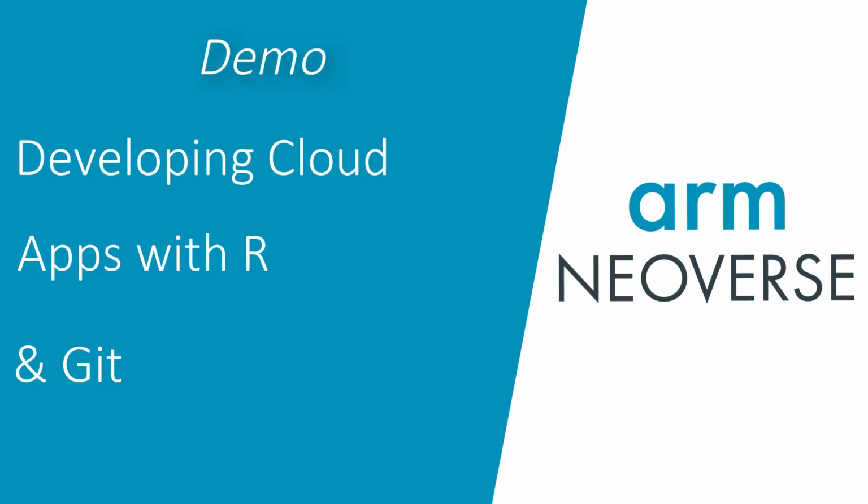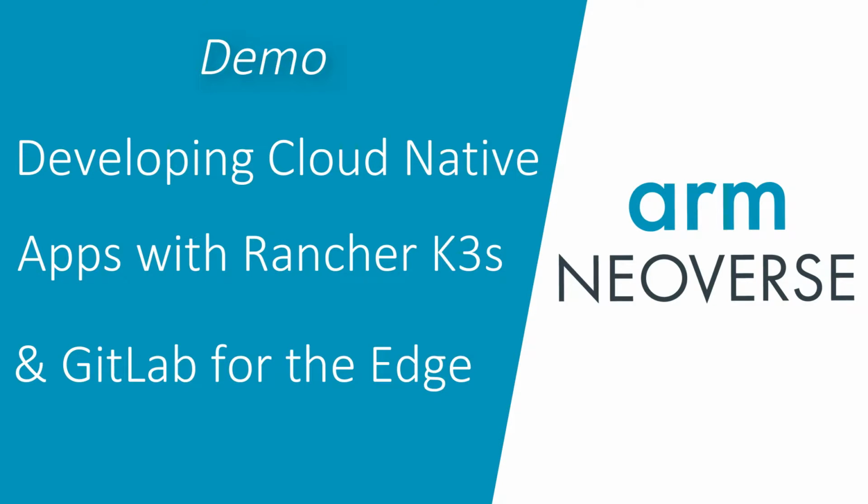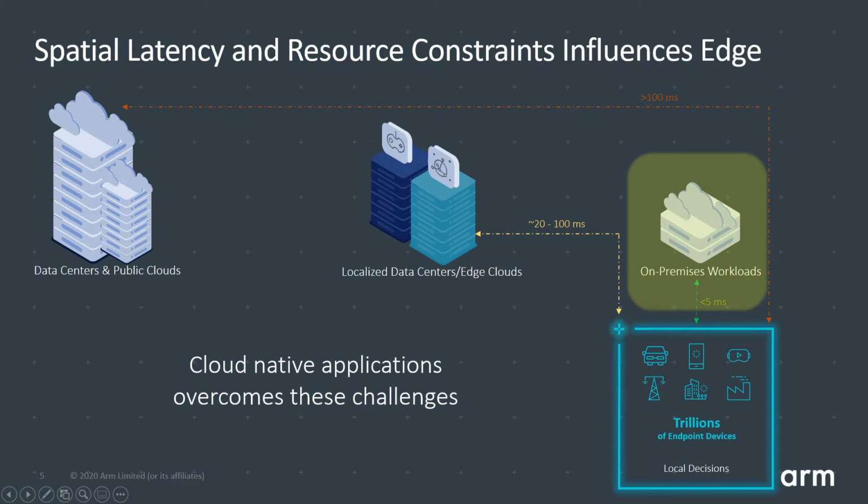In this demo, we will show how DevOps teams can integrate and deploy apps at the edge using Rancher K3s and GitLab. Edge has specific challenges such as size and resource constraints, and also a lack of physical access that can make it difficult to mitigate any potential problems.